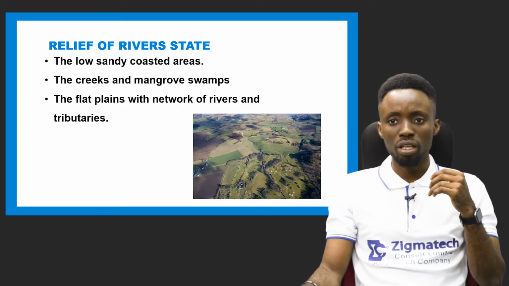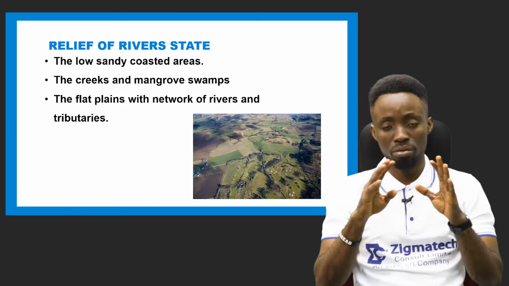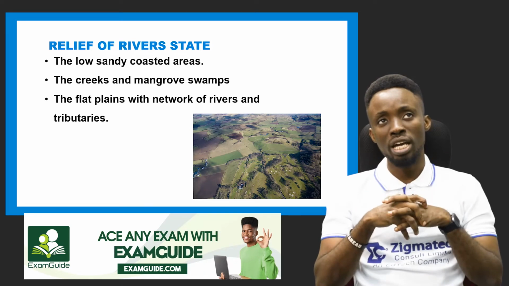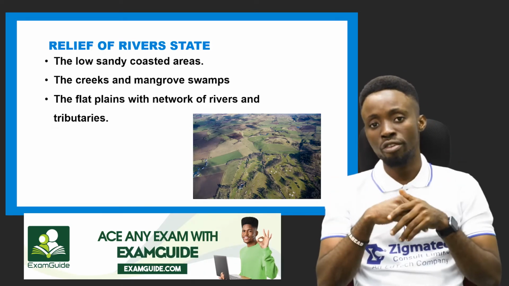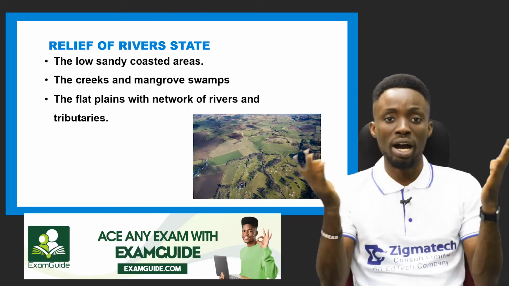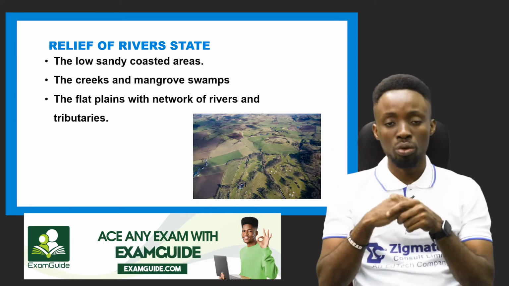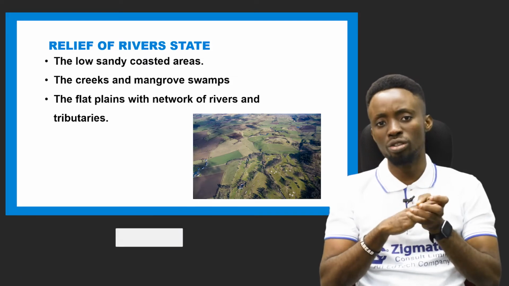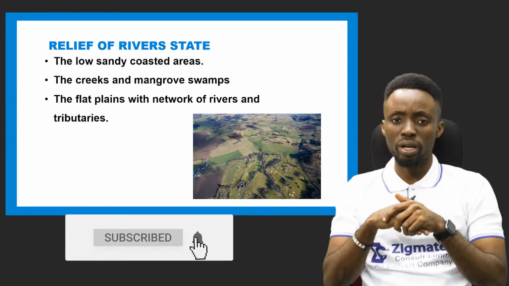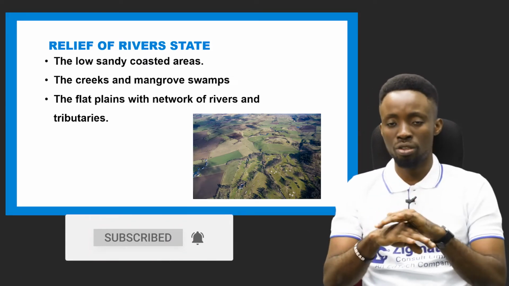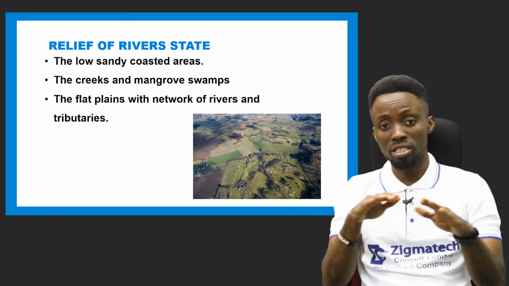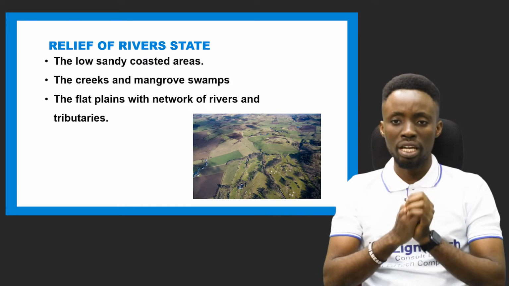Now, let's look at the relief of Rivers State. Like I said previously, the relief of a place is the height of a place above sea level, or you can simply put it as how high or how low the land is from the sea level. And when we consider Rivers State, it is actually found in the lowland areas of what? Of Nigeria. Let me just put it as Rivers State is a lowland area in Nigeria.